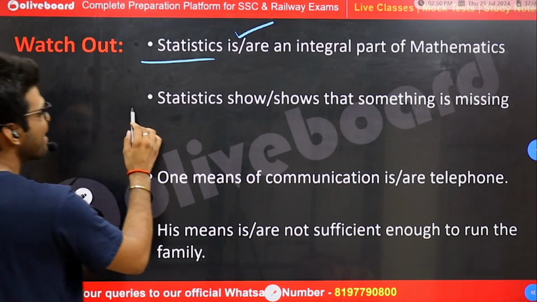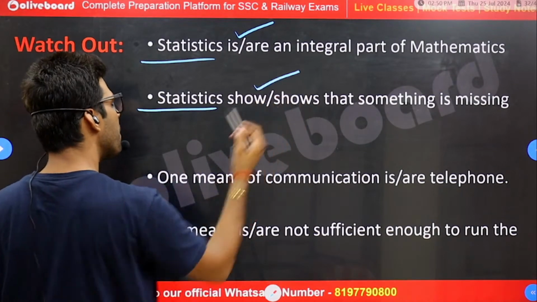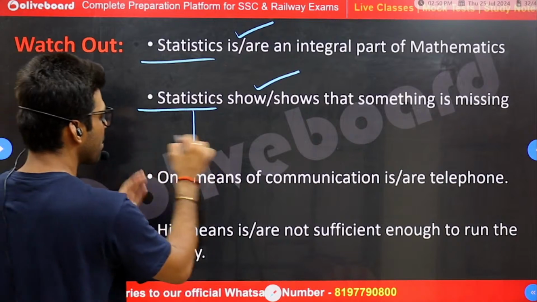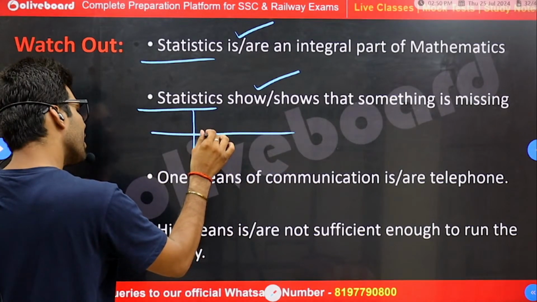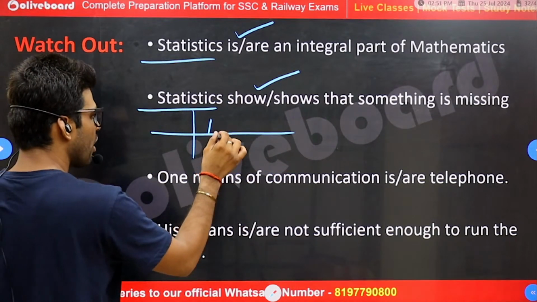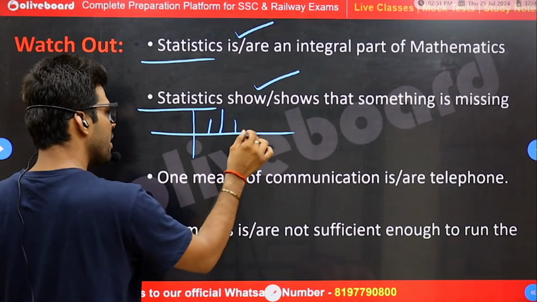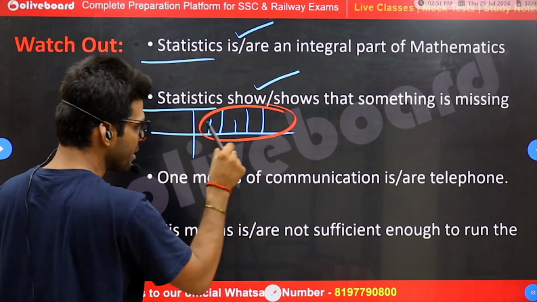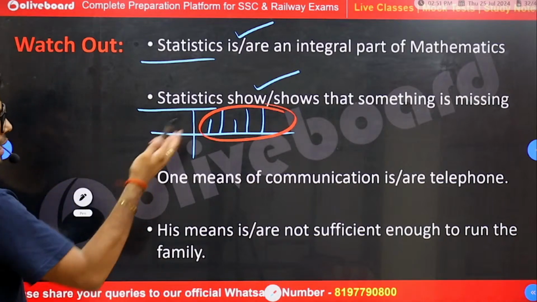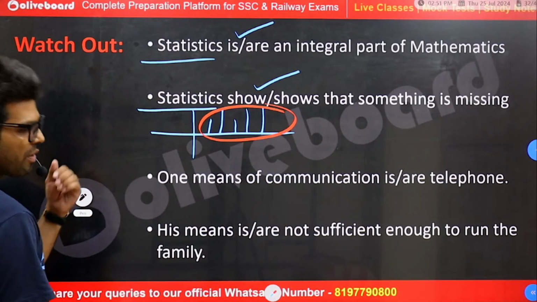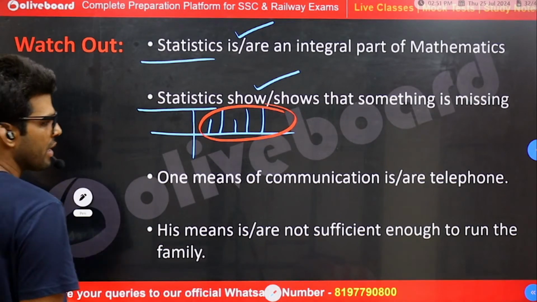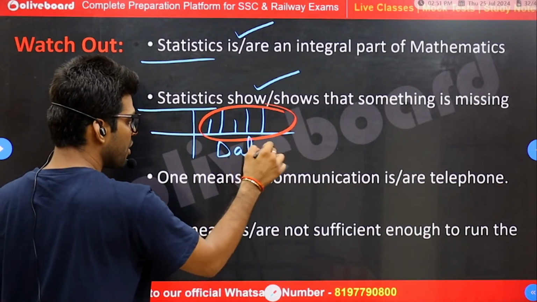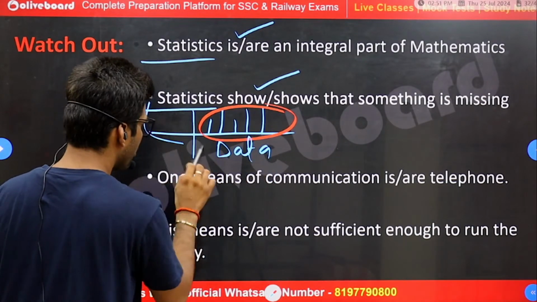But when you say statistics show, because it shows data, just like in mathematics you have DI. In 2016 we had this rainfall, in 18 it was such, in 20, in 22, in 24. Now these are the statistics, I should say, which show that something is missing. We have less rainfall this year, etc. That's the data which shows, the plural of datum, I hope you know.